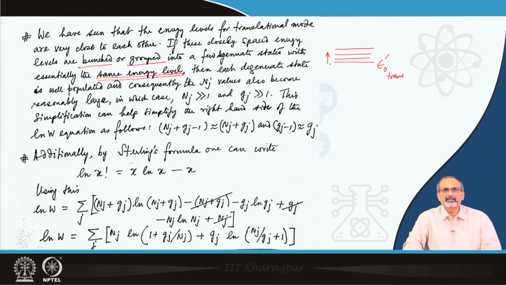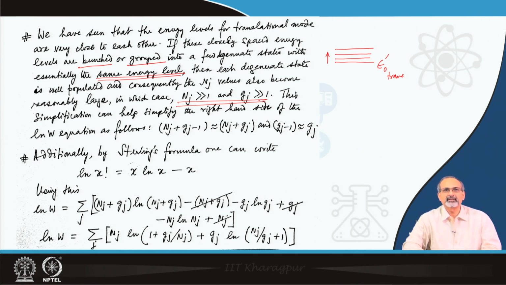If you do that, then there is a significant advantage. Each degenerate state is going to get well populated, and the Nj values will also become reasonably large. Therefore, you can comfortably write that, first of all, the Nj's are going to be much larger than 1. The degenerate states will also be large in number. And how does it affect us?